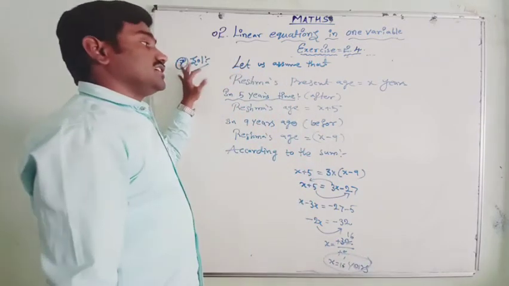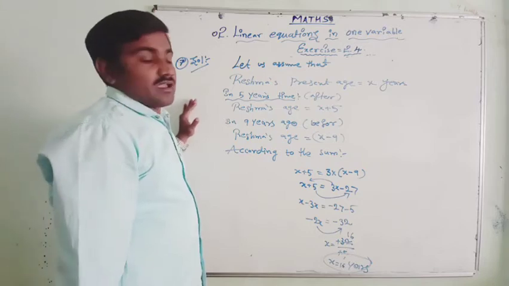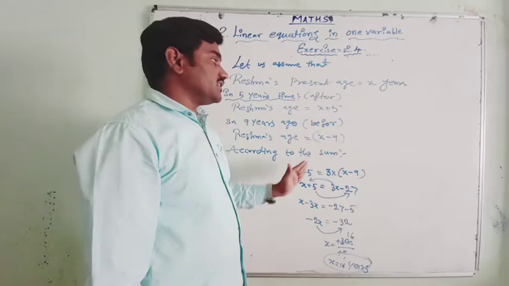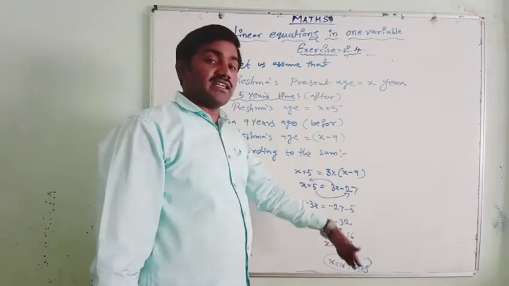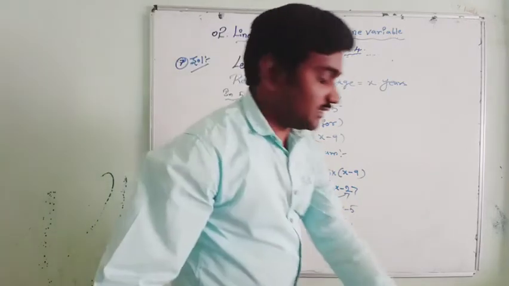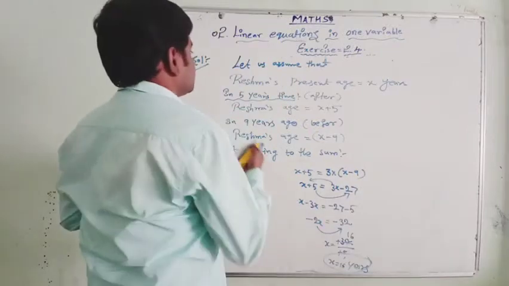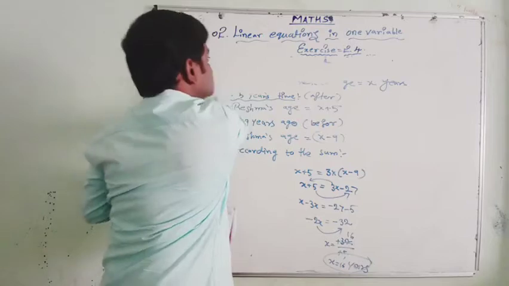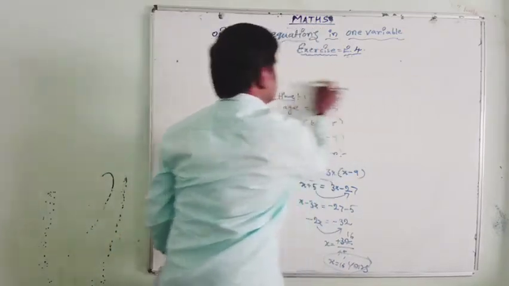Reshma's present age is 16 years. After 5 years, her age will be 16 plus 5, 21. Before 9 years, her age was 16 minus 9, which is 7 years. I hope you understood this. Then we have the last question.